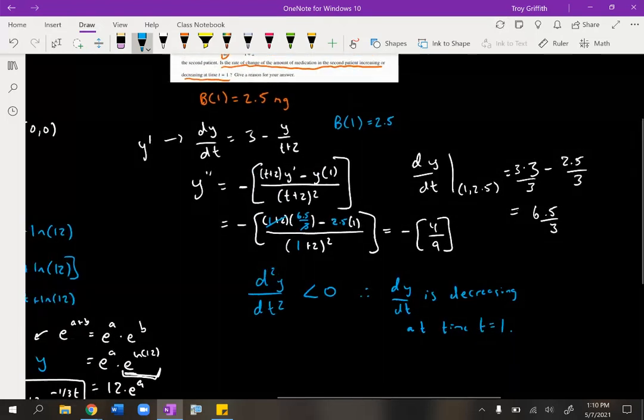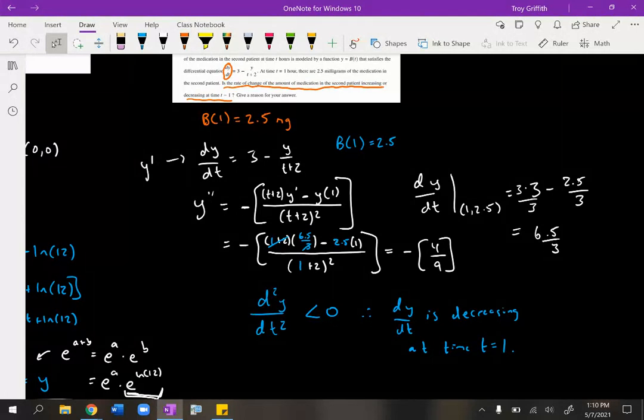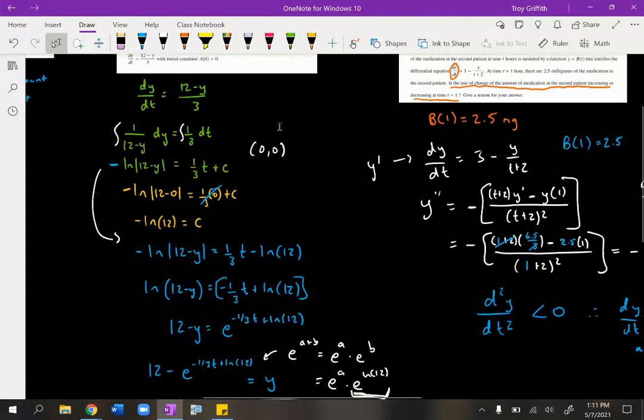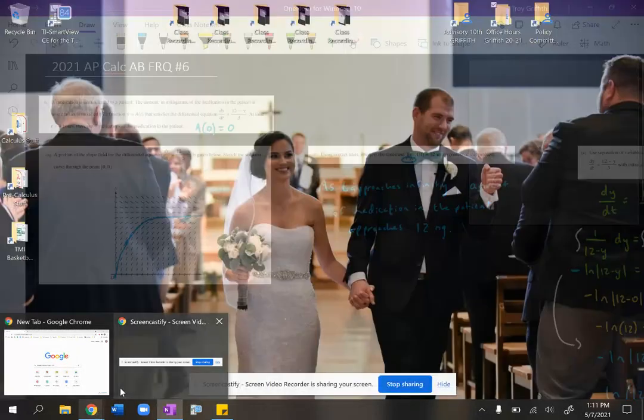That should be a sufficient explanation as to why it's decreasing, by taking a look at the second derivative. If the second derivative is less than 0, then that means that the first derivative has to be decreasing at that point. That concludes question number 6 from the AP Calc FRQ for 2021. Hopefully that makes sense.